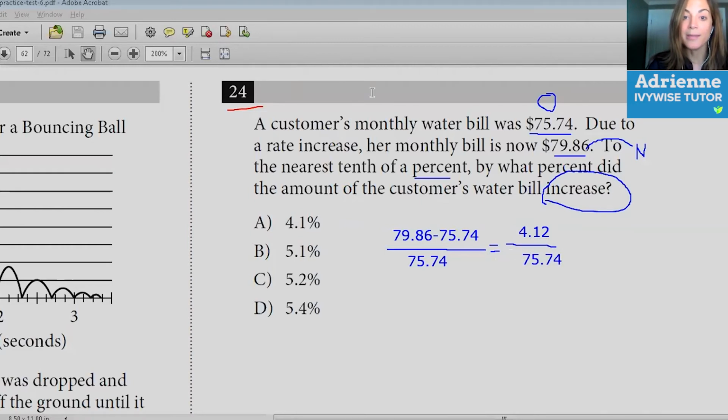When we go ahead and divide, we end up getting 0.054. As we talked about, we're going to multiply that by 100, which is just moving the decimal point 2 places over. We're going to end up getting 5.4%. If we take a look, that is answer choice D right there. So it's a very easy formula, and again, one that you're going to be using for the rest of your life. And now you are able to see how it's going to make an SAT problem that much easier.